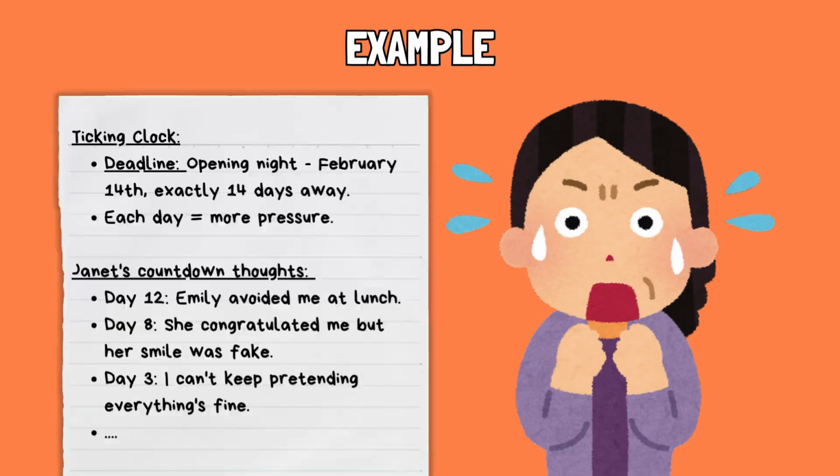For example, in Janet's version of the story, the ticking clock becomes the opening night of the play, just 2 weeks away. Every rehearsal is a countdown. Every day, Janet sees Emily trying to be supportive while clearly hurting inside. She has 2 weeks to decide whether to give up her role or find another way to make things right. And with each passing day, the pressure intensifies.